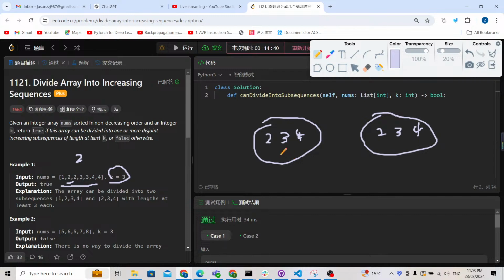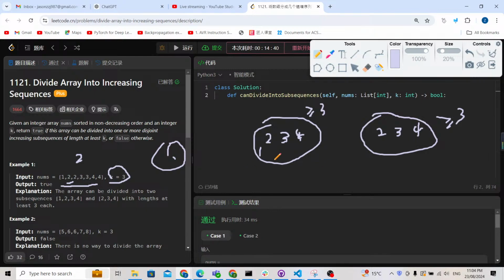So in the left part, there are 3 numbers. It is increasing, because within each group the values are always unique, like 2, 3, 4, and this is 2, 3, 4. So what is left behind is only 1. Where can this 1 be placed? It can be put into the first part or the second part, it doesn't matter. So let's say we put it into the first part. So the length of this one is more than or equal to 3, and the length of the second part is more than or equal to 3. This means it is possible.